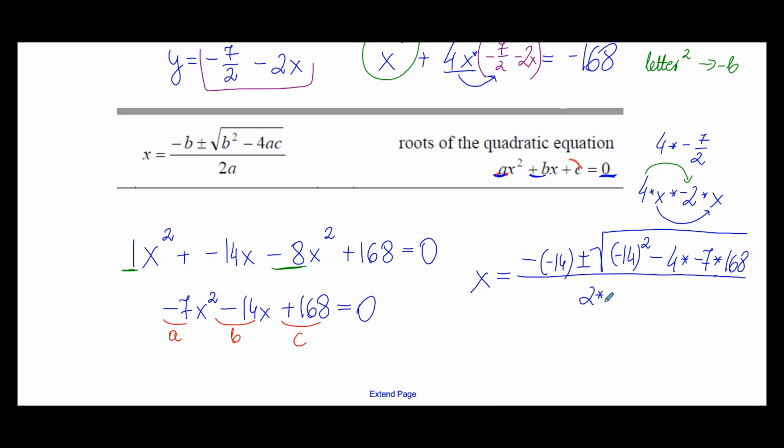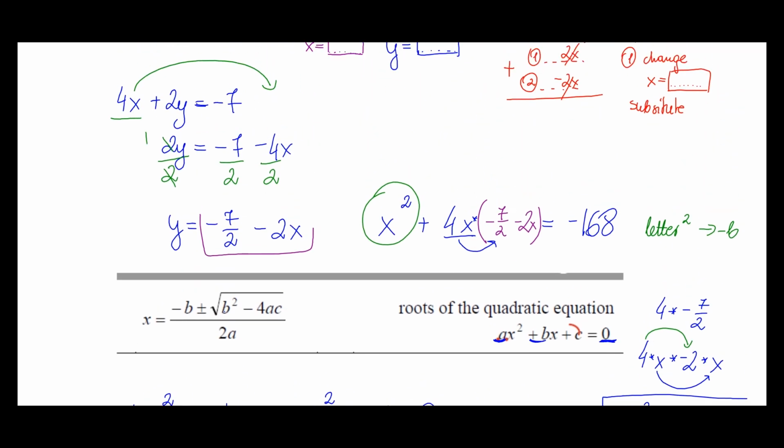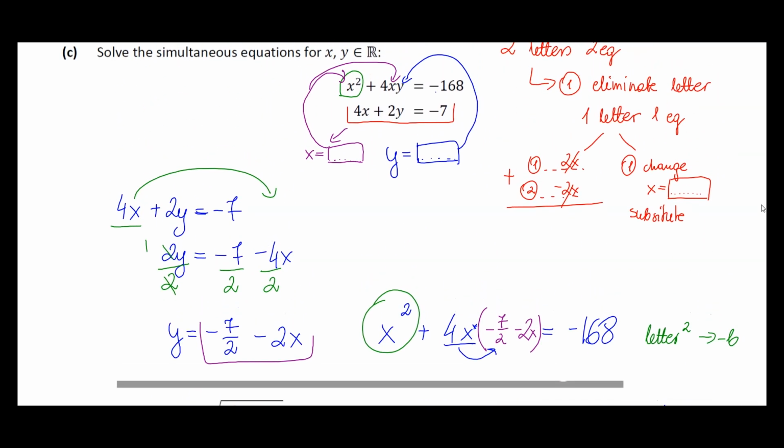which is minus 7. And we take all of that and put it in our calculator with plus, and then we put all of that again, but this time with minus. So the two values of x that we are going to get will be minus 6 and 4. So we did find the value of x. Now our job is not finished because this simultaneous equation has two letters. So that means we have to go and find the value of y.